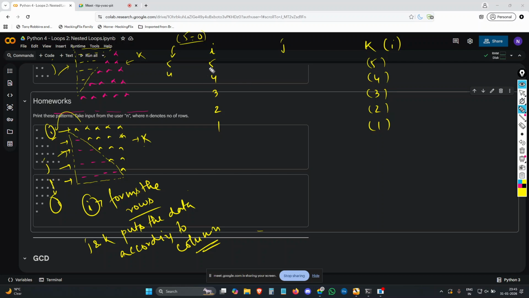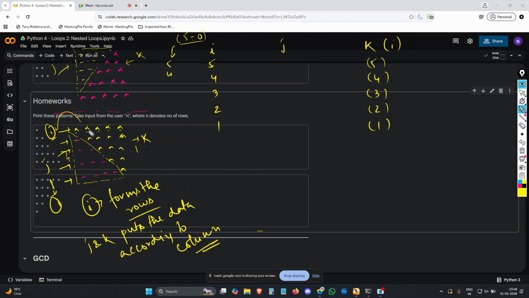Now just take the first row, step by step. In my first row, what am I doing? I am printing 5 stars. Am I printing any space? No. In my second row, I am printing 4 stars and one space. Similarly, in the next step, one K is decreasing and one J is increasing. Space is increasing, and K, the star, is decreasing.